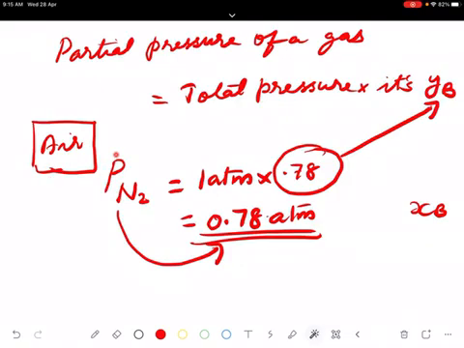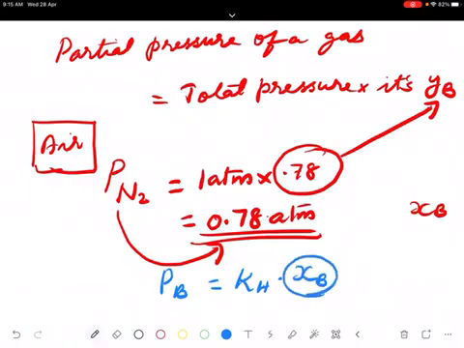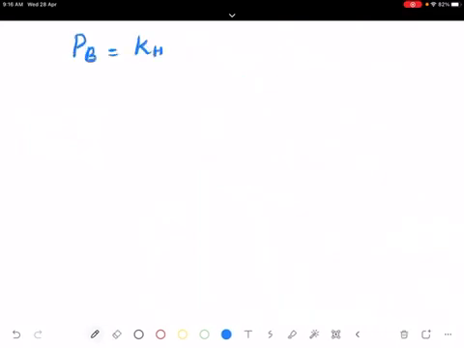Again, going back to what we are learning, partial pressure means individual pressure. This YB is the mole fraction. This equation we learned in class 11th. In Henry's law, PB is equal to KH into XB. XB is the mole fraction in the solution. YB is the mole fraction in the vapor phase. Alright, so once again we come back to PB is equal to KH into XB.